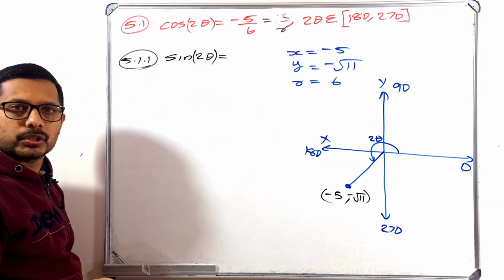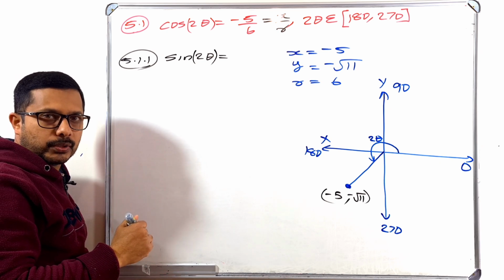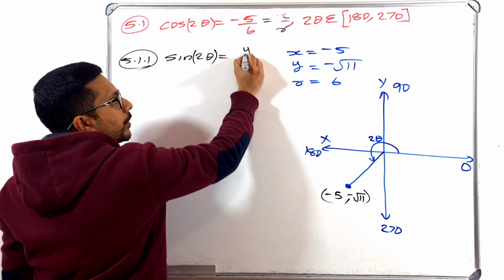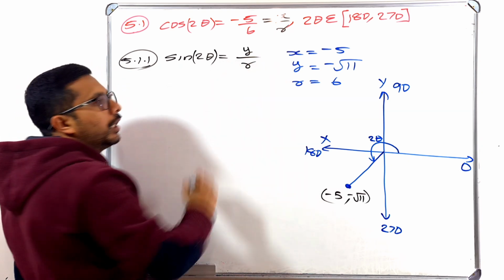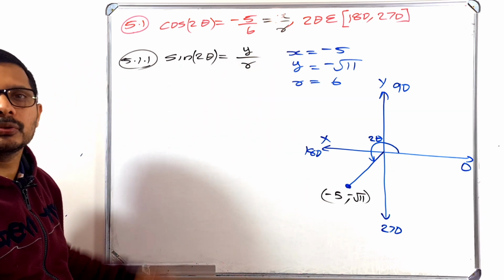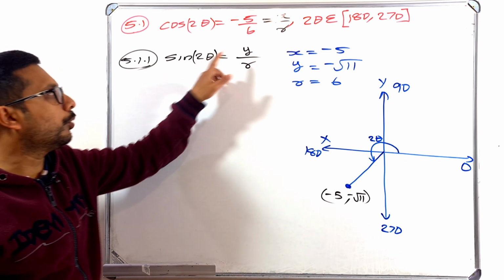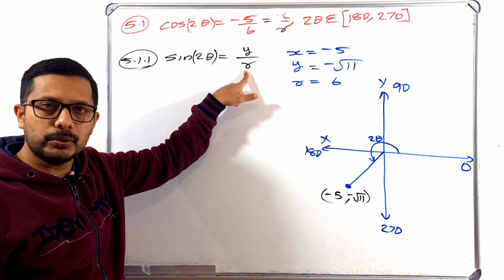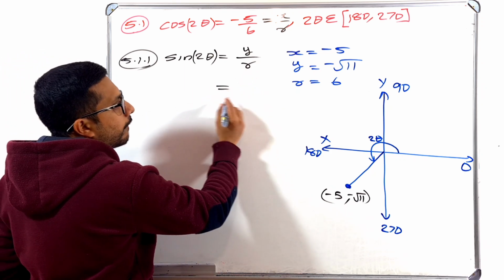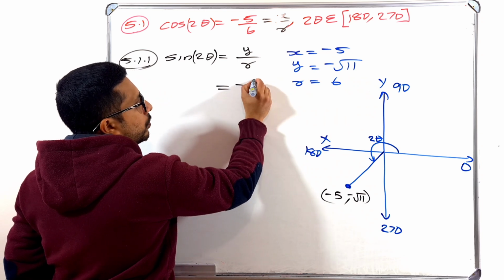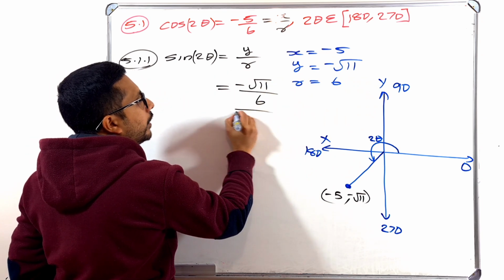So what is the definition of sine? Sine is opposite side by hypotenuse. Am I right? Opposite side we represented with y, divided by hypotenuse we represented with r. Without any mistake you have to know that. So just substitute the values there. That's the answer. What is y? Minus root 11, divided by what is r? It is 6, and that is the answer.